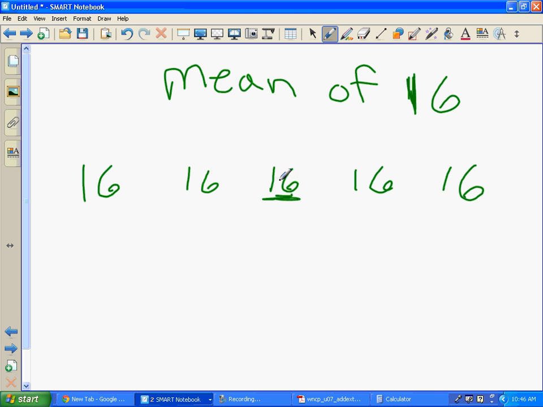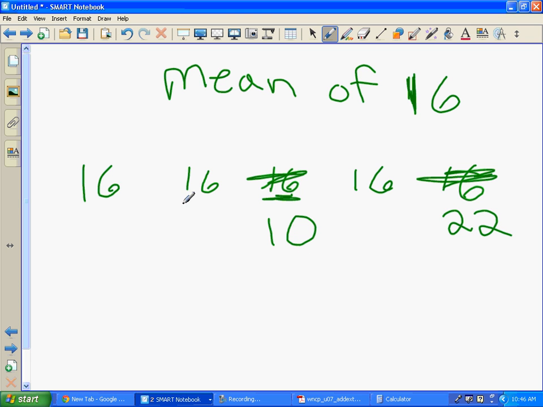Now, what if they said your mode had to be, let's say, 10? Well, all you'd have to do is take away 6 from this. That would make this 10. So if you took 6 away from this, you've got to add it over here somewhere. So I'm going to add 6 onto this one because I took it away from here. And that would give me 22. Okay, so the mean is still 16, but my mode is now 10.